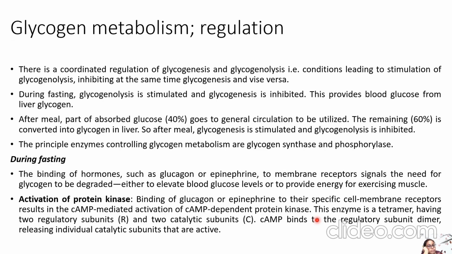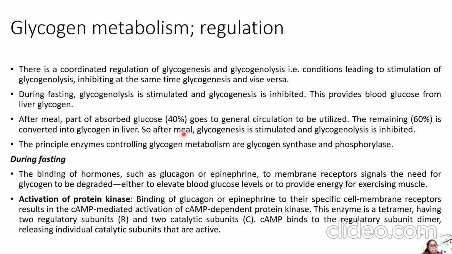Now, if we talk about glycogen metabolism regulation, there is a coordinated regulation of glycogenesis and glycogenolysis. That is, the conditions leading to stimulation of glycogenolysis inhibit glycogenesis at the same time, and vice versa. What happens during fasting, when you are starving? Glycogenolysis is stimulated and glycogenesis is inhibited, obviously, because the body needs something right now. So this provides blood glucose from liver glycogen. After a meal, part of the absorbed glucose goes to general circulation to be utilized, and the remaining 60% is converted into glycogen in liver. So after a meal, glycogenesis is stimulated and glycogenolysis is inhibited.